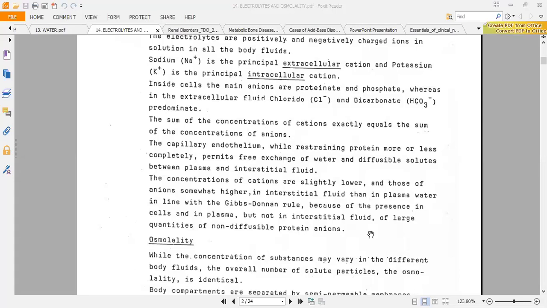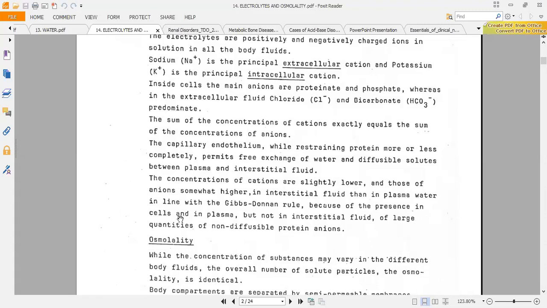So the majority of the proteins are found in the plasma. And because the proteins are negatively charged, most of the cations prefer to stay in the plasma because of the negatively charged proteins over there rather than in the interstitium. So when you compare the plasma to the interstitium, the plasma has high cation levels as compared to the interstitium. That's why he's saying that the concentration of the cations is slightly lower, and that of the anions is slightly higher in the interstitium than the plasma. This is what is called the Gibbs-Donnan rule, and this is because of the presence of proteins in the plasma. So that's a concept that I wanted to emphasize.